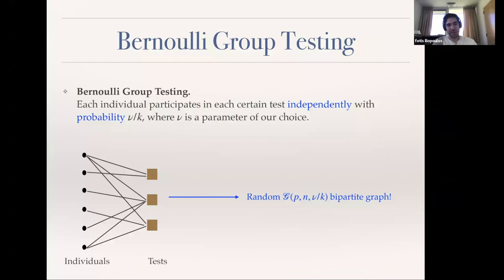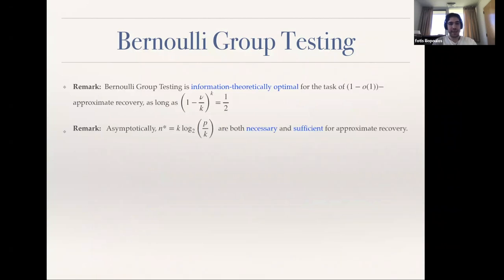Okay. So this is the Bernoulli group testing design model. And it turns out that it's information theoretically optimal for one minus little o of one approximate recovery, as long as the parameter nu, that determines the probability of each edge, is chosen so that (1 - nu/k)^k is 1/2. The intuition behind this is that with this choice, each test will be negative or positive with probability 1/2, because the formula on the left is the probability that none of the infected individuals is in the test. So it's the probability that the test is negative. And it's 1/2, and so it's symmetric, which is good from an information theoretic perspective.